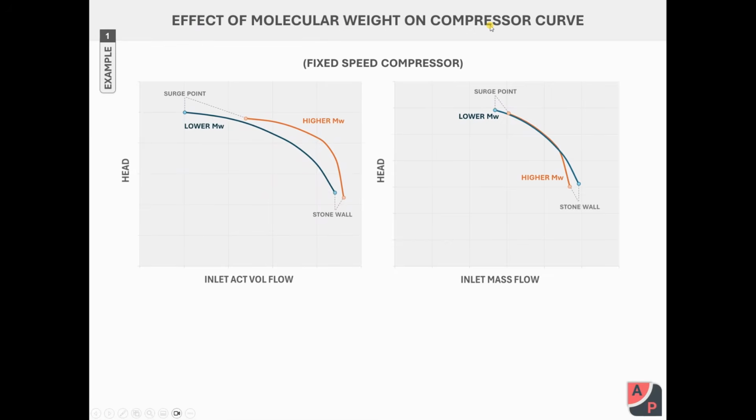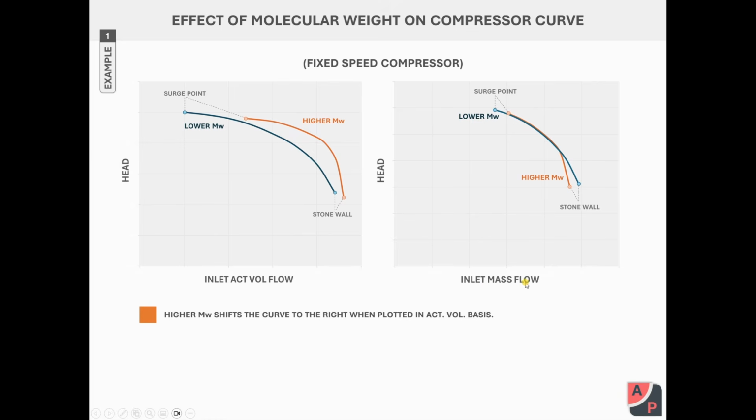Effects of molecular weight on the compressor curve, which is a very important topic. Here you can see 2 plots for a fixed speed compressor, which is a single curve, and they are based on head versus inlet actual volumetric flow and head versus inlet mass flow. You can see higher molecular weight shifts the curve to the right when plotted on an actual volumetric flow basis. You can see it clearly here. The dark blue one is lower molecular weight, and the orange one is higher molecular weight. So the curve, when the molecular weight increases, is shifted to the right.